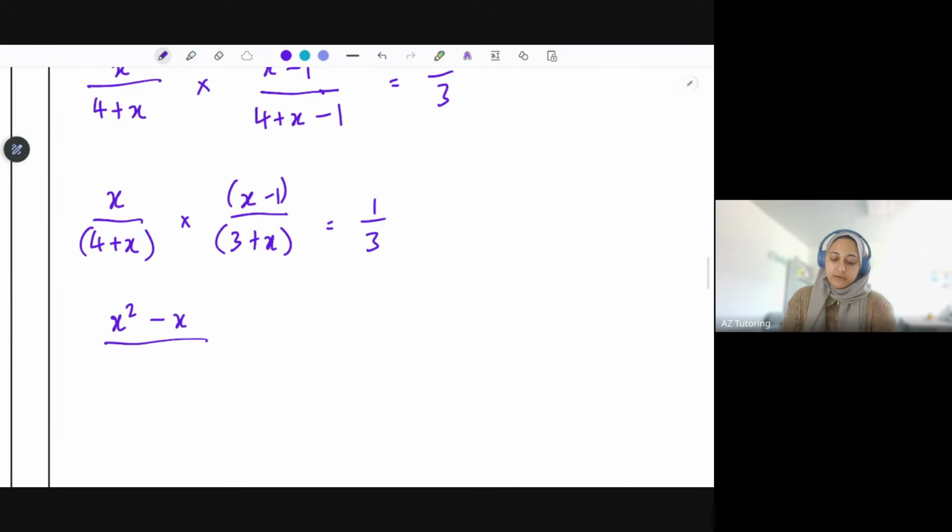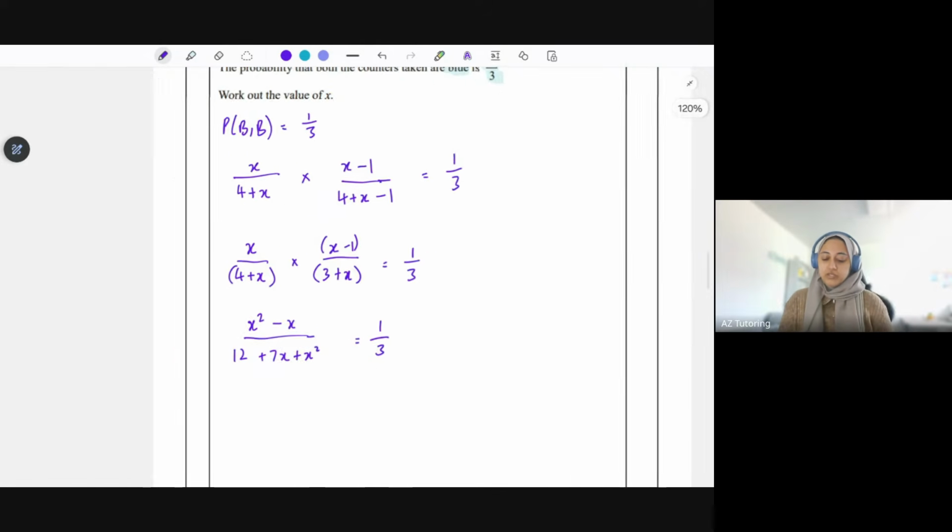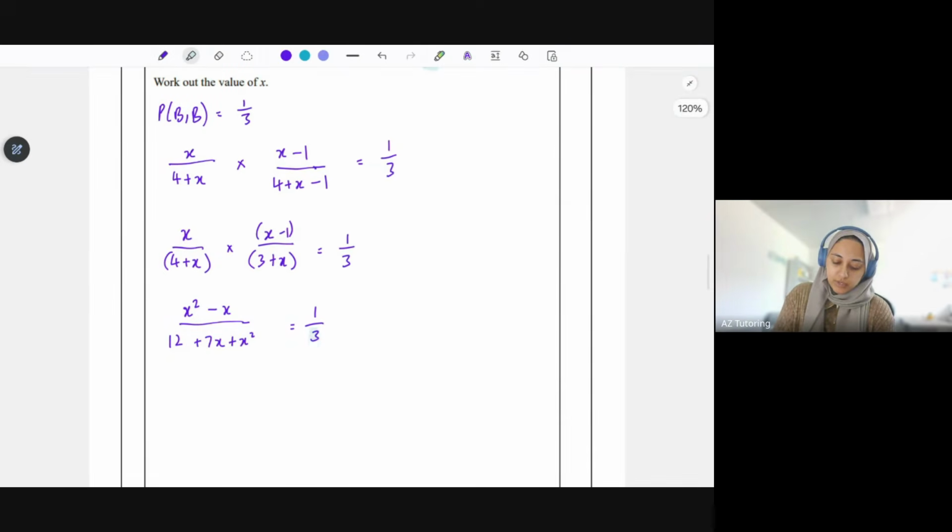For the denominator, 4 times 3 is 12. 4 times x is 4x, and x times 3 is 3x. 4x add 3x is 7x. And then we've got x times x, which is x squared, and that equals 1 over 3. Just like last time, I'm going to cross multiply. I'm going to bring the 3 up to here, and I'm going to bring all this up to here. So I get 3 times (x squared minus x) equals 1 times (12 plus 7x plus x squared).